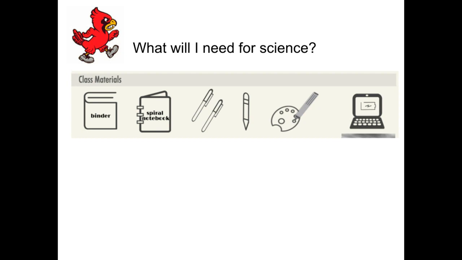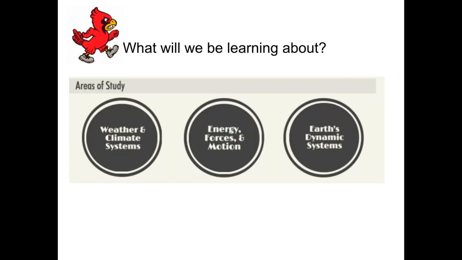So the first thing we want to cover is what you will need for science. You're going to need a binder, a spiral notebook. You'll need pens, pencils, art supplies, and you'll need your Chromebook. Each teacher will talk about this a little bit, so make sure you have those things and they are with you when you head to science class.